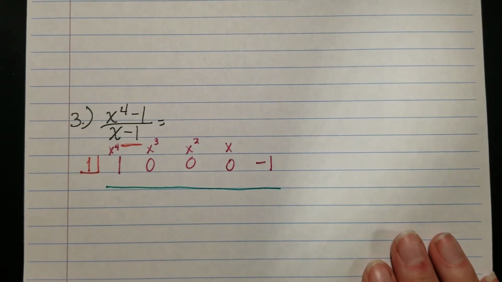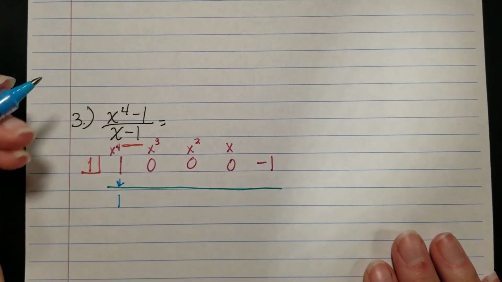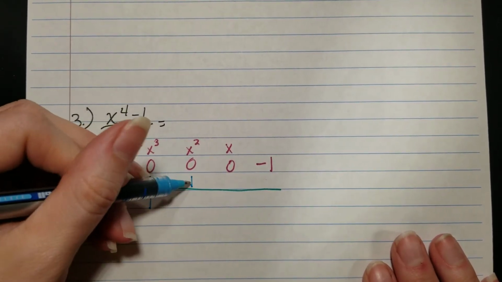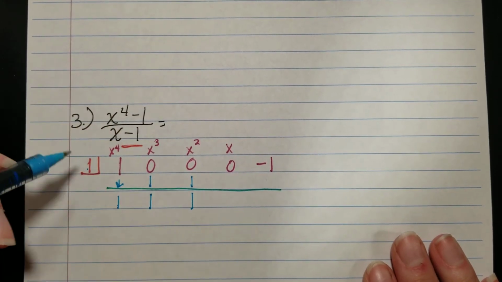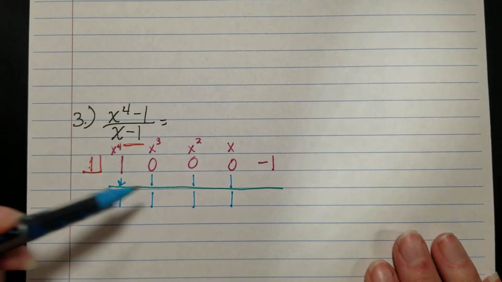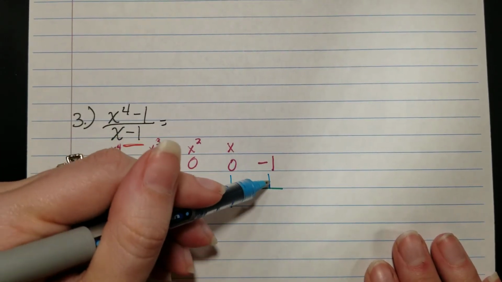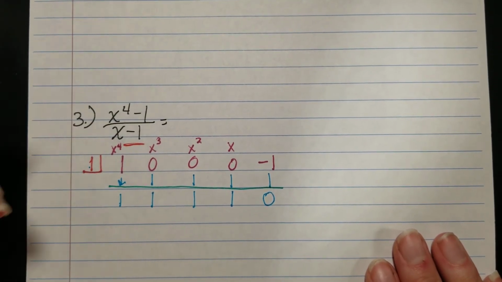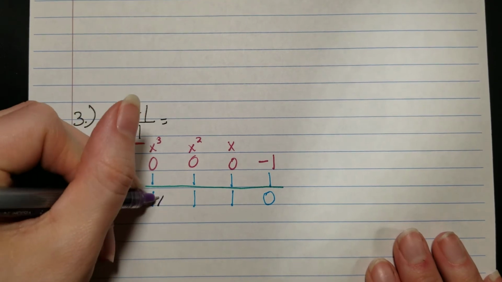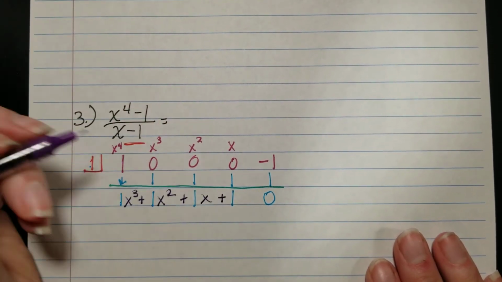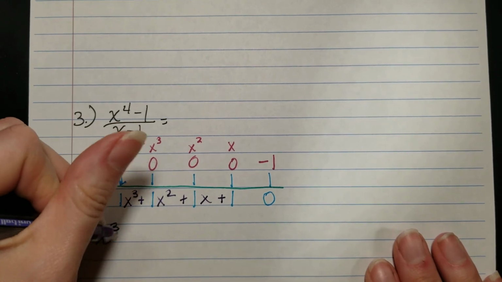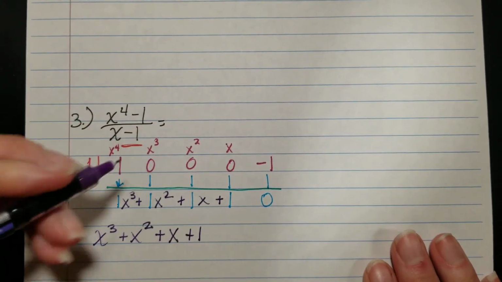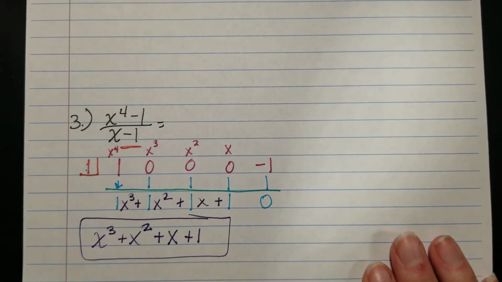Okay, then bring down the 1. 1 times 1 is 1. 0 plus 1 is 1. 1 times 1 is 1. 0 plus 1 is 1. 1 times 1 is 1. 0 plus 1 is 1. 1 times 1 is 1. And negative 1 plus 1 is 0. So this is going to be 1x cubed plus 1x squared plus 1x plus 1. X cubed plus x squared plus x plus 1 is my final answer. There's no remainder.